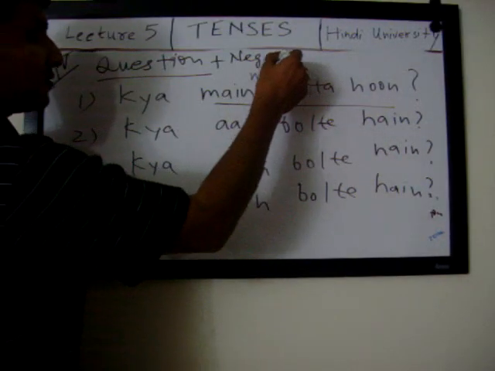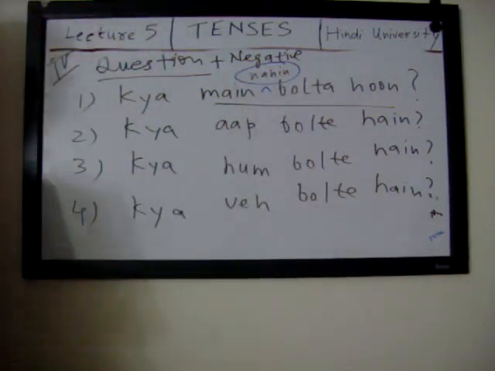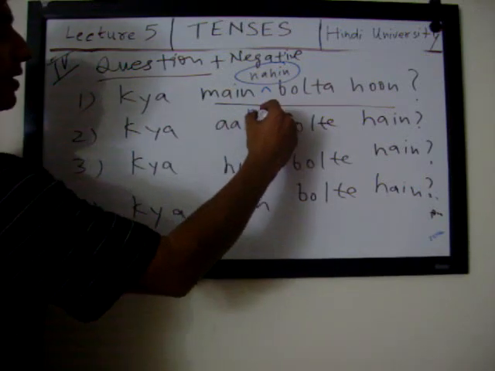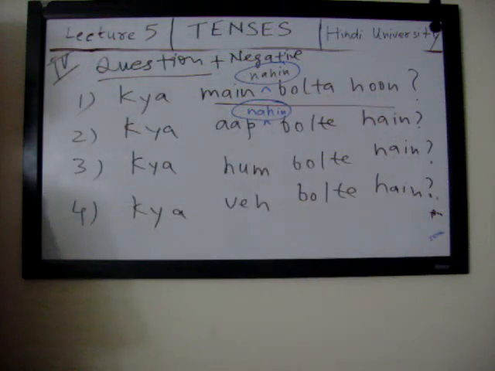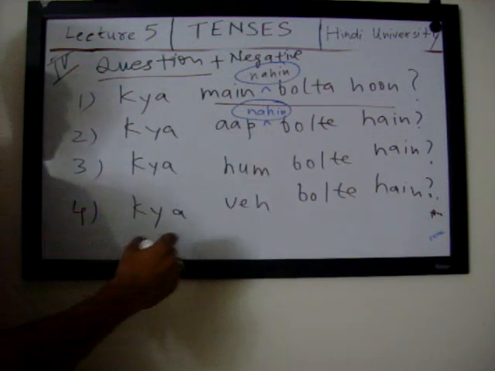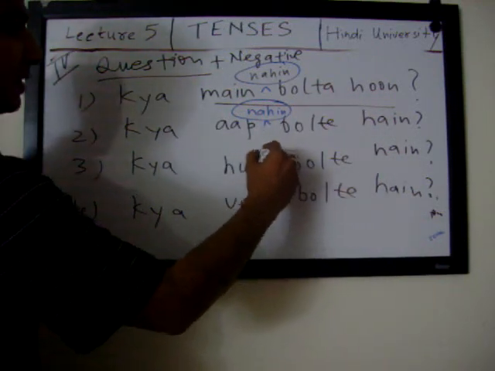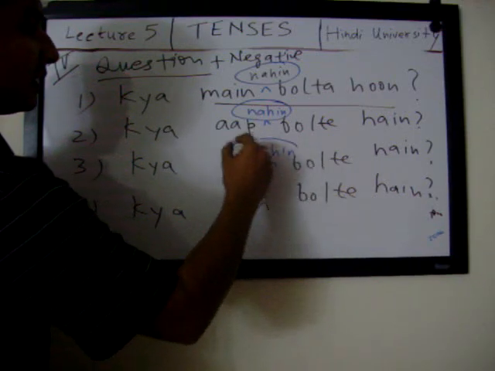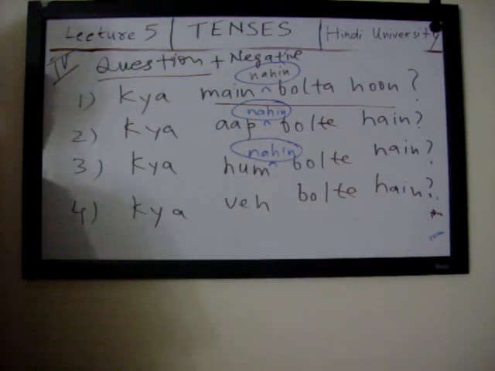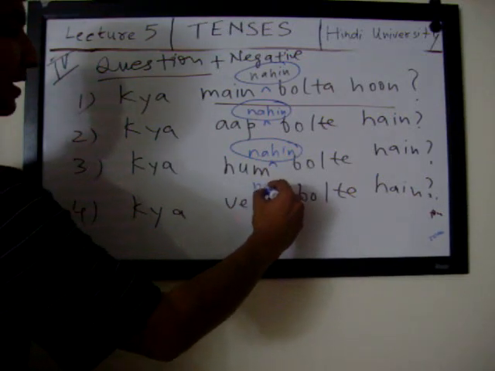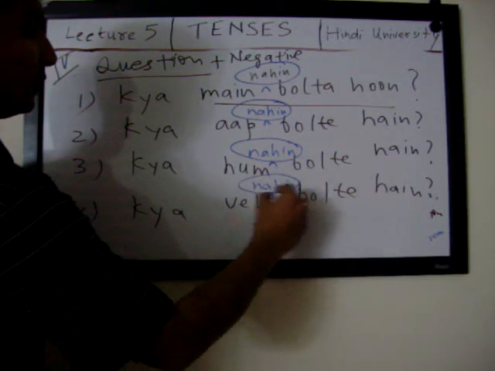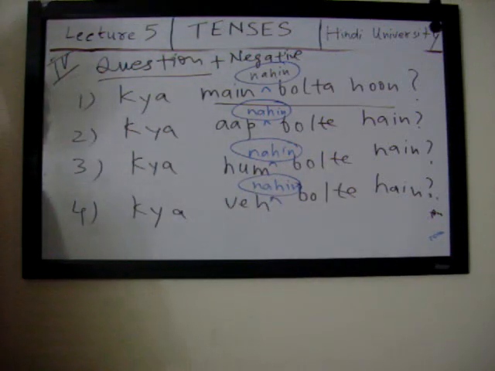Don't I talk? So you'll add nahi here. Kya aap nahi bolte hain? Don't you talk? Kya hum nahi bolte hain? Don't we talk? Kya ve nahi bolte hain? Don't they talk?